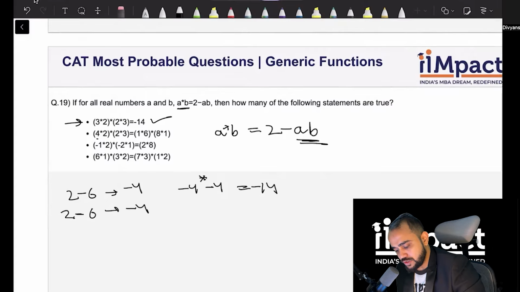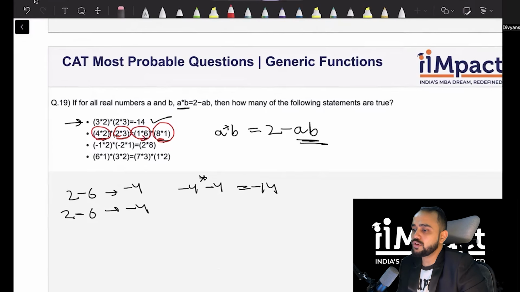Second one is 4 star 2 into 2 star 3 is equal to 1 star 6 into 8 star 1. Now 4 star 2 will depend on the product of 4 into 2. That would have been 8, which is the same as the product of 1 and 8. So these two terms will give the same value, and these two terms will give the same value, and their individual stars, because the order of star does not matter, will give the same value. So this is correct. I don't really need to check this one.